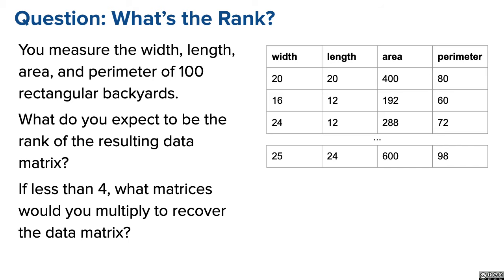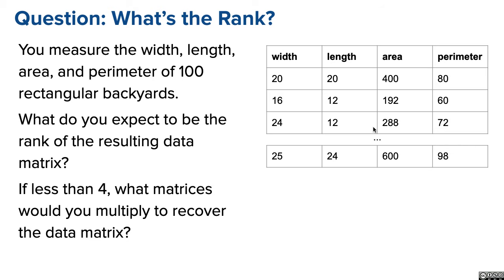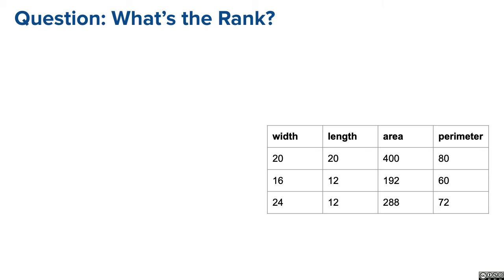The reason it's 3 is because even though area is a function of width and length, it is not a linear function or a linear combination of width and length. To compute the area, I multiply width by the length, but doing that is not a linear operation. On the other hand, perimeter is something like 2 times the width plus 2 times the length, and that's a linear operation. So in this case, the rank of the matrix is 3.